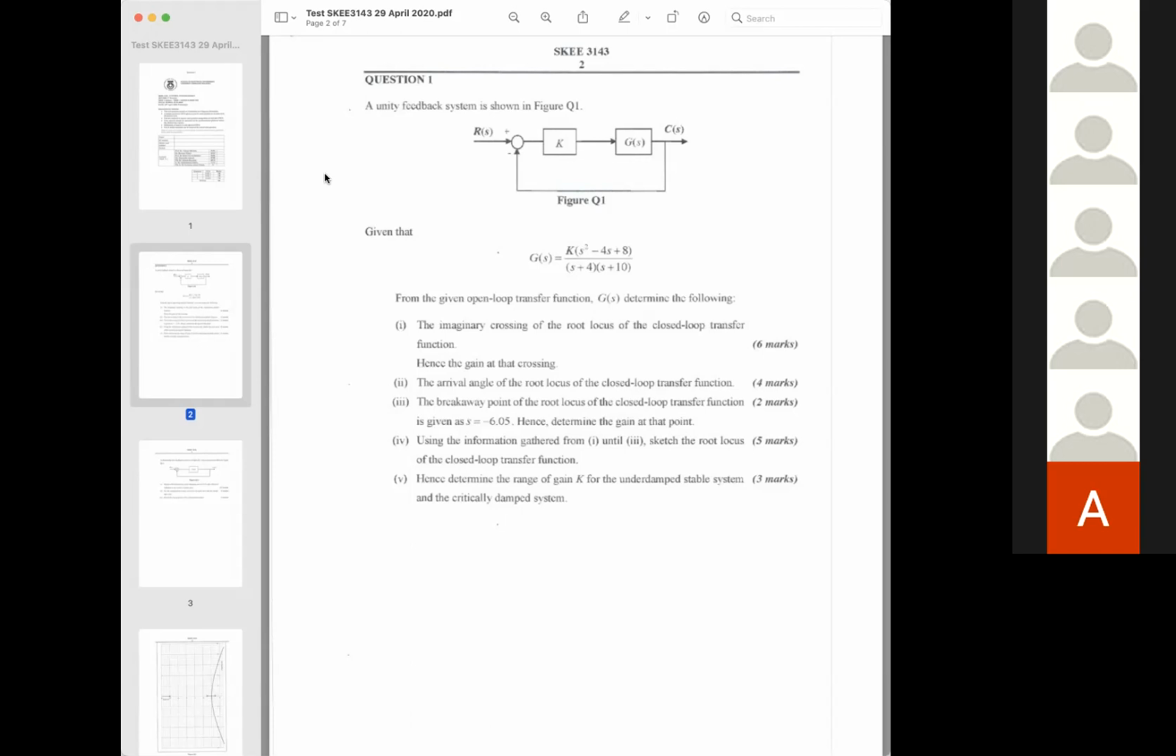4. Using the information gathered from 1 to 3, sketch the root locus of the closed loop transfer function. And 5, hence determine the range of gain K for the underdamped stable system and the critically damped system. Okay. Thank you very much.